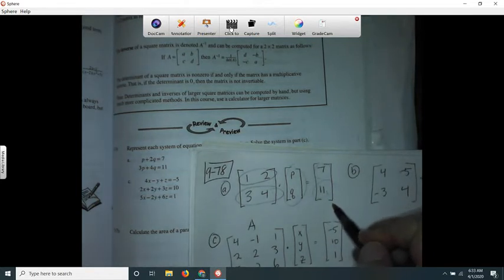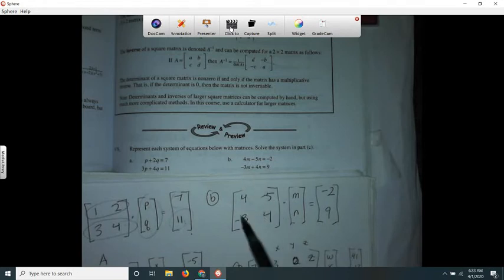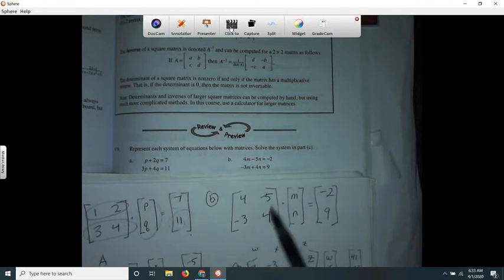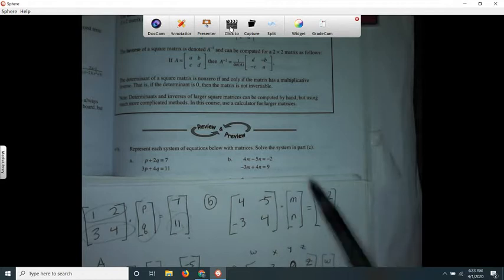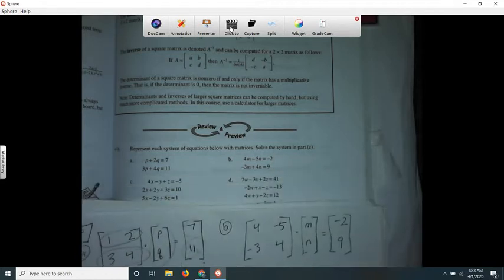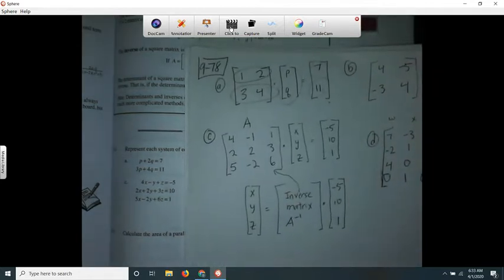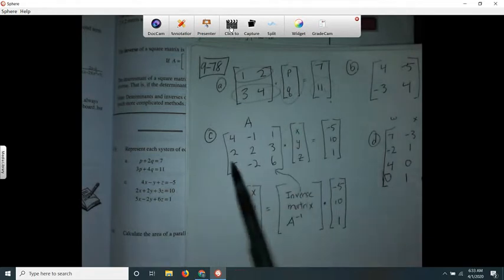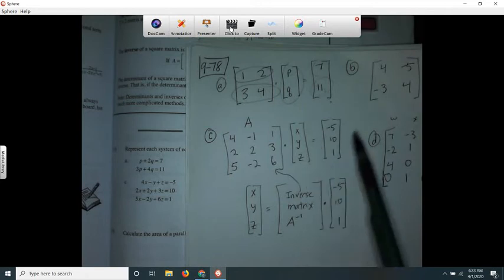You just learned this, I think, last week. So for the next ones, I'm going to go super fast. I just grabbed the 4, the -5, the -3, and the 4. I'm grabbing the coefficients off of my system of equations, multiplying them by the variables m and n, and setting it equal to this column vector. Letter C is the one that we're supposed to solve. So I got my coefficients, put them in a 3 by 3. I have x's, y's, and z's, and then there's this.